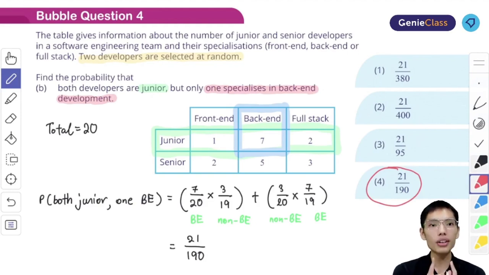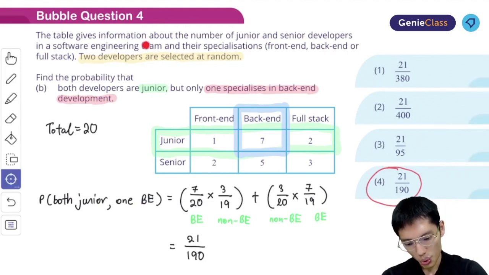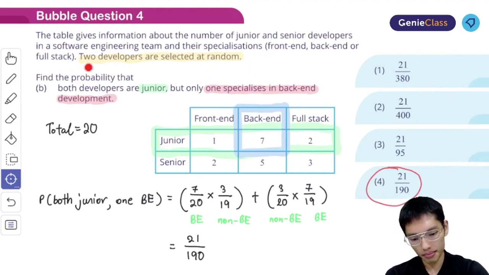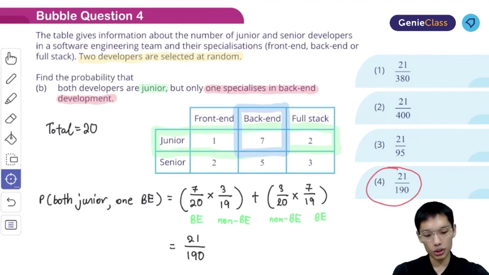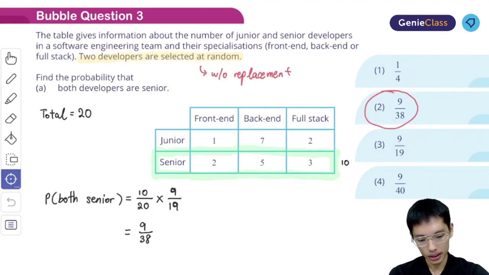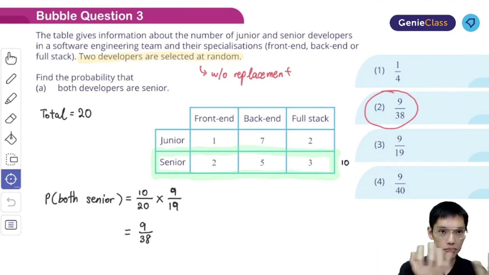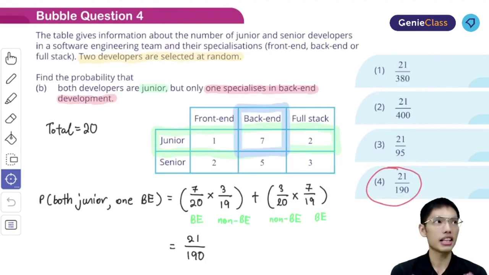Okay, so the moral of the story is to ask yourself, first, whether it is without replacement or with replacement, based on this sentence. Second, ask yourself, when I select these two events, if I flip these two around, is it a repeat? Compared to this one, if I flip this around, is it a repeat? In this case, it's a repeat because it's just senior or senior. You are repeating both events. This event is not a repeat because flipping it gives you two different scenarios.